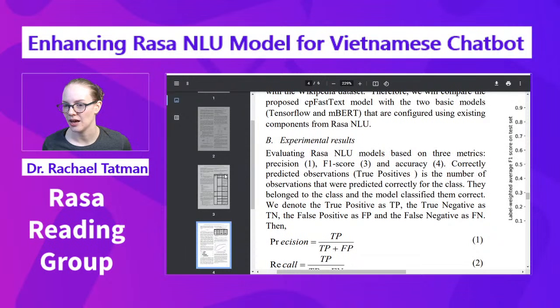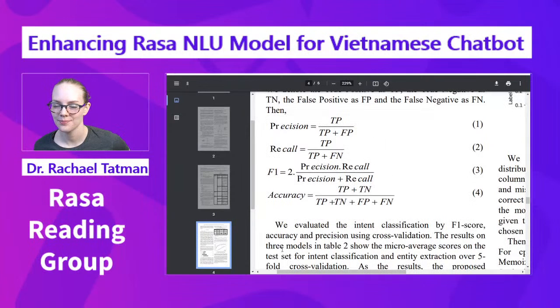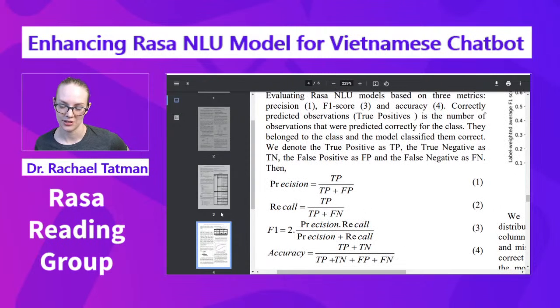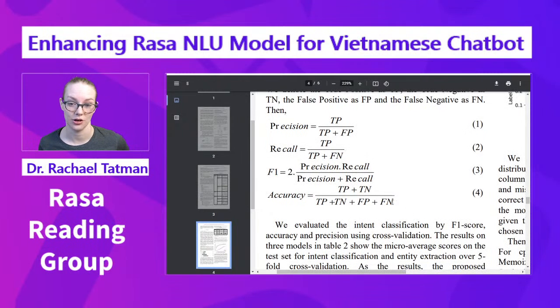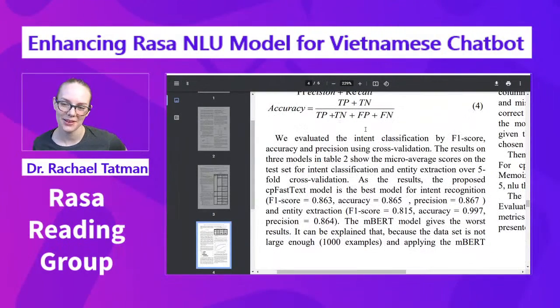So they're going to be using precision, F1 score, and accuracy. They've got the little equations. Wow, took me a while to remember what that word was. So precision is the number of true positives divided by the number of true positives plus false positives. Recall is the number of true positives divided by the number of true positives plus false negatives. F1 is the harmonic mean of precision and recall. And then accuracy is like how many you got right over all your guesses. And that's what they're saying here. We evaluated the intent classification by F1 score, accuracy, and precision using cross-validation.